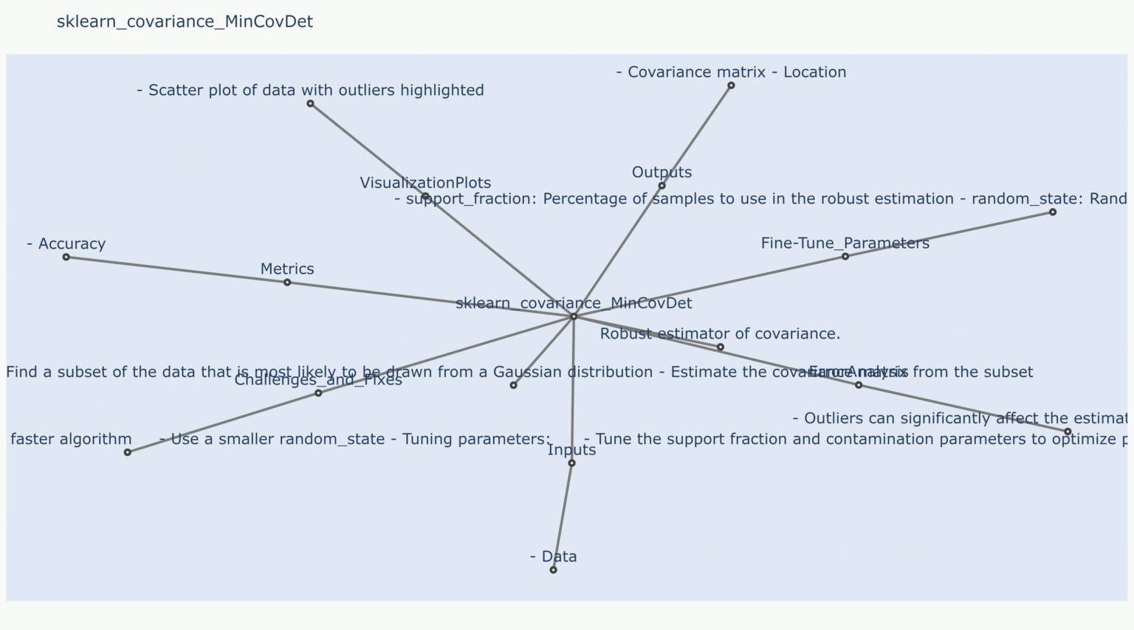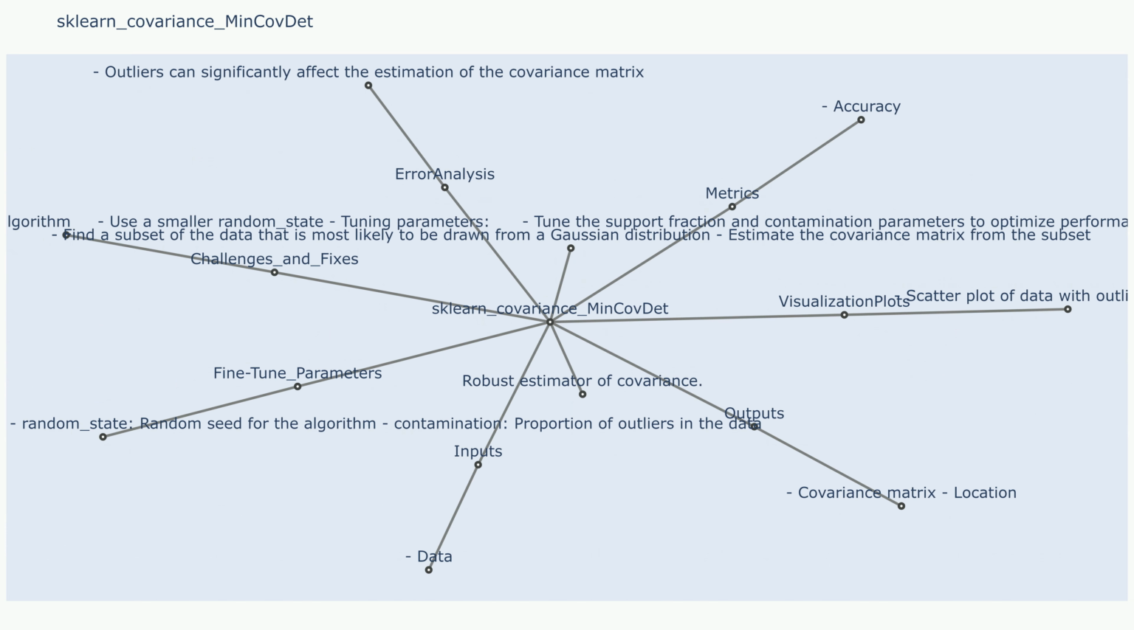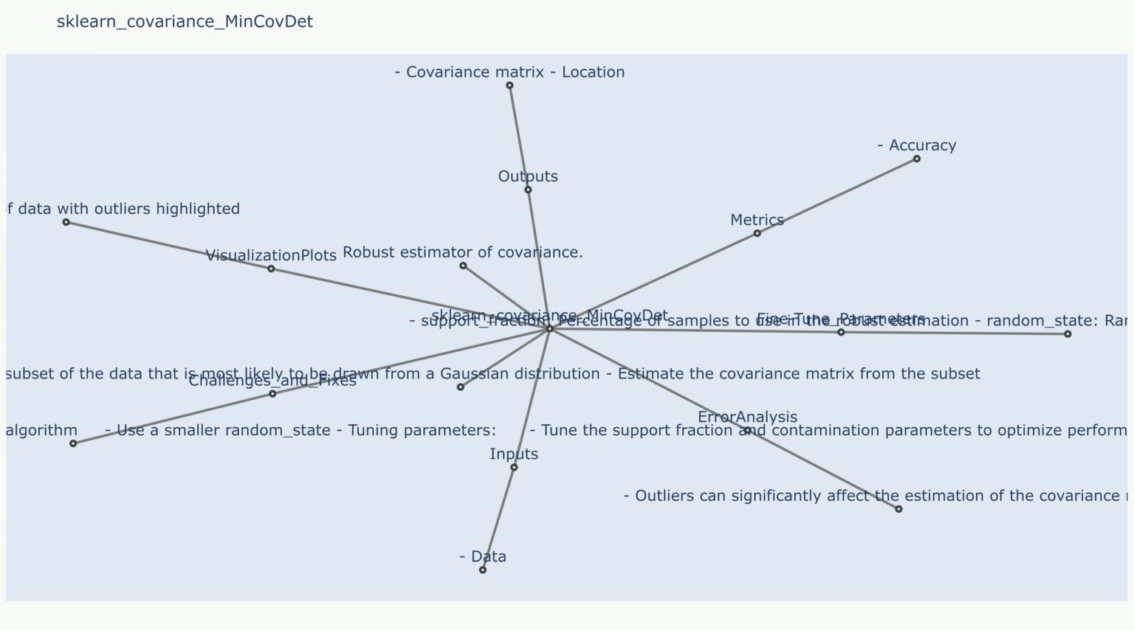Steps. Step 1: explain in detail. The algorithm starts by randomly selecting a subset of the data. The size of the subset is determined by the support_fraction parameter. Step 2: explain in detail. The covariance matrix is then calculated for this subset. Step 3: explain in detail. The algorithm then iteratively refines the subset by adding and removing points until the determinant of the covariance matrix is minimized.